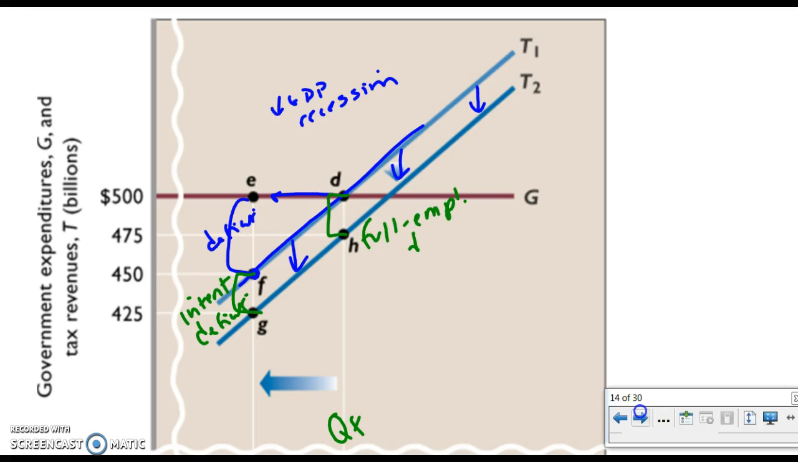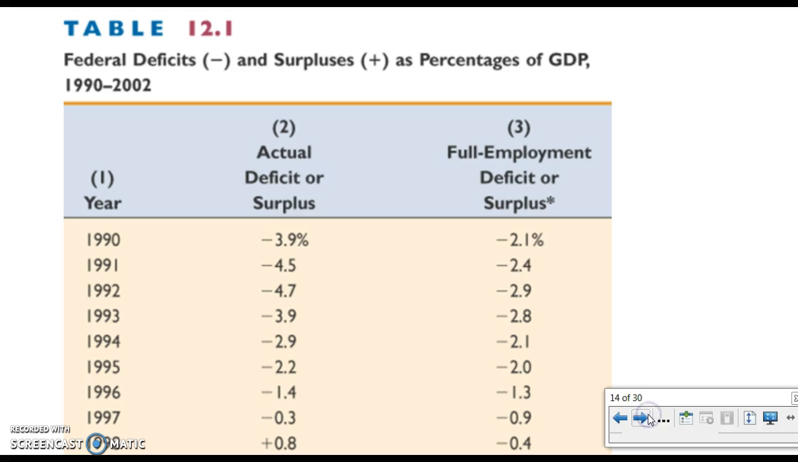So full employment deficits occur when we have an intentional fiscal policy driven deficit, when we actually have a budget that we have intentionally passed where our government expenditures are going to exceed the taxes. When we have an automatic deficit, it's just happening during a recession just because we're not generating enough tax revenue or we're spending too much.